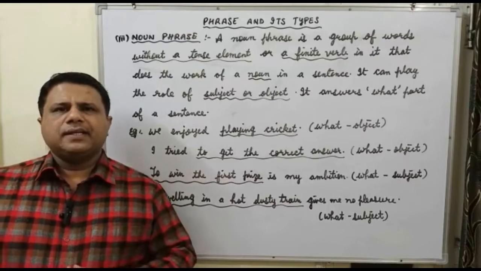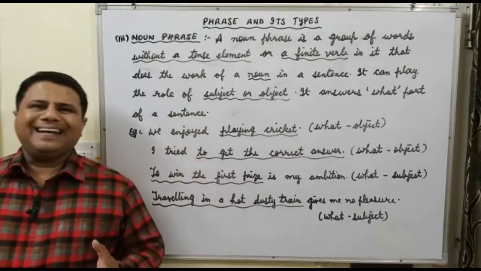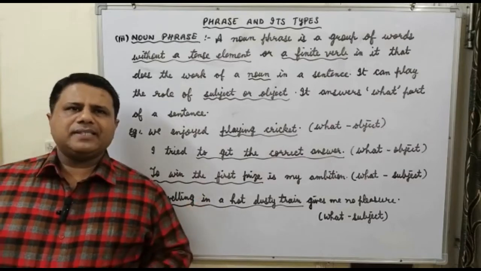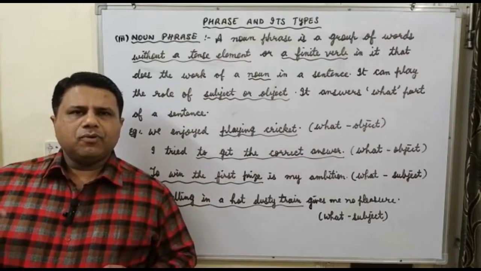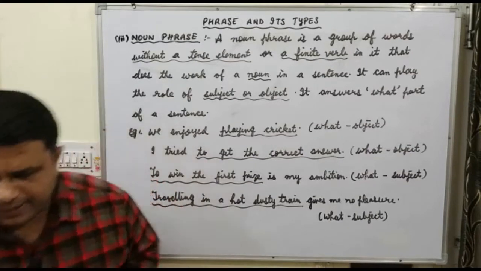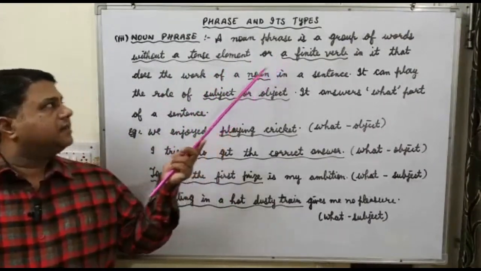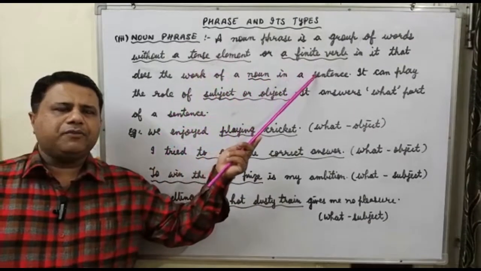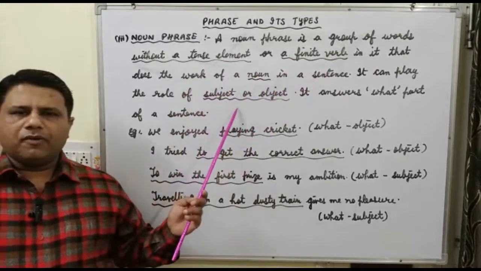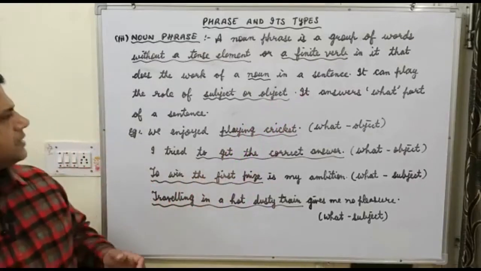So what is a noun phrase? A group of words without a tense element or a finite verb in it that does the work of a noun in a sentence is called a noun phrase. If one word is there, obviously it is called noun. If two or more words are there without a tense element, then it is called a noun phrase. So let's look at the definition of this. A noun phrase is a group of words without a tense element or a finite verb in it that does the work of a noun in a sentence. It can play the role of subject or object. It answers the what part of a sentence.